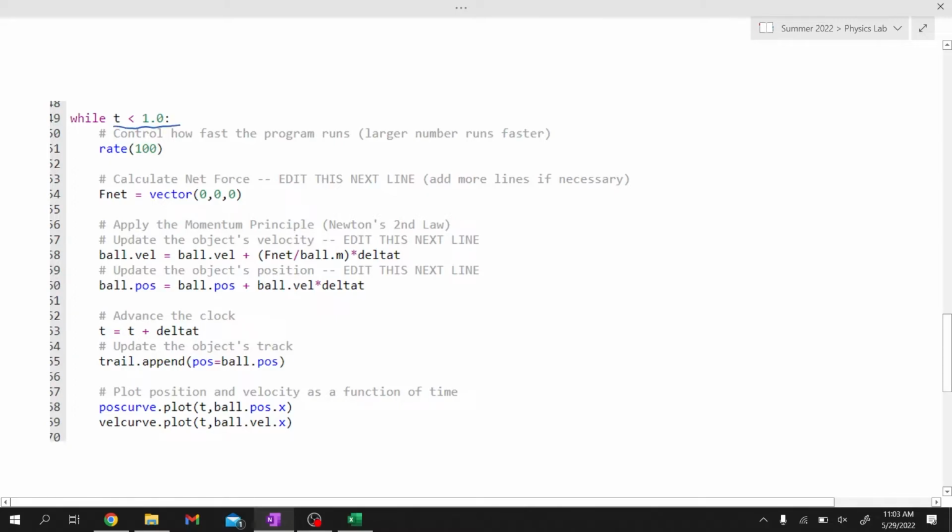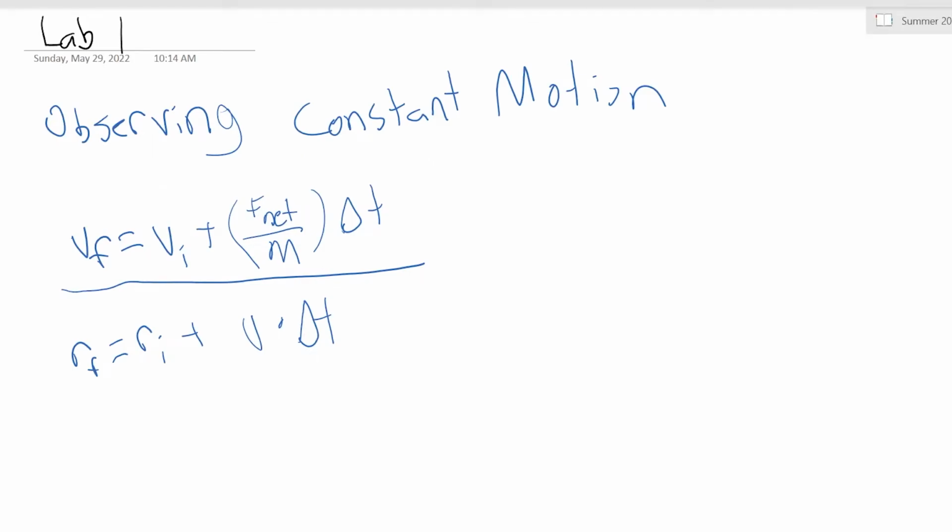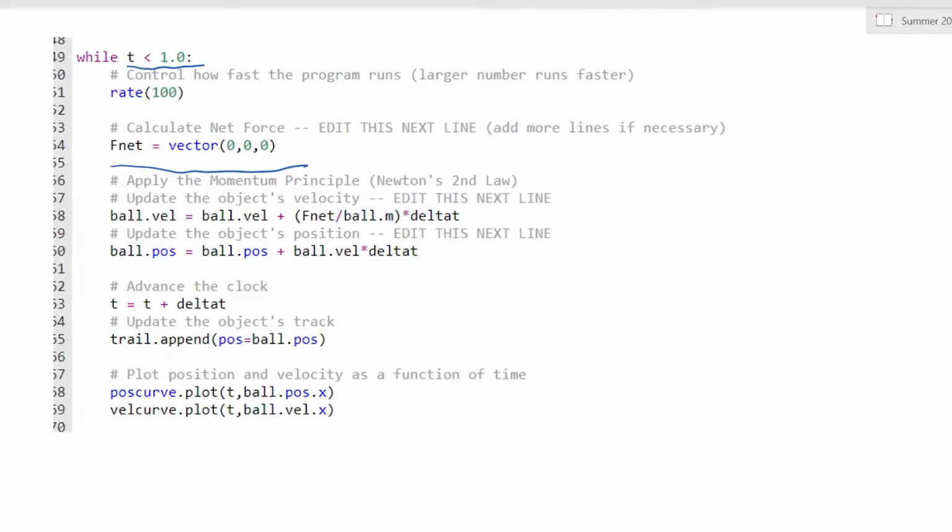First, we want to calculate the net force, lines 53 and 54. If you look back at our original formulas, you'll notice that if we want this to be a constant motion problem, or a constant velocity problem, in our first equation, the second half will somehow need to equal 0. But how do we do that? Well, the object is always going to have a mass, so that can't be it. And the delta t is always going to be changing. So the only way to do that is to have a net 0 force. So looking back at our code, we enter 0, 0, 0 to simulate a 0 net force.